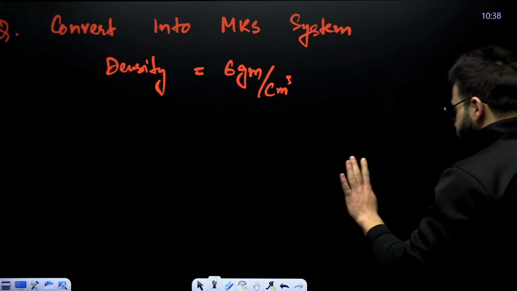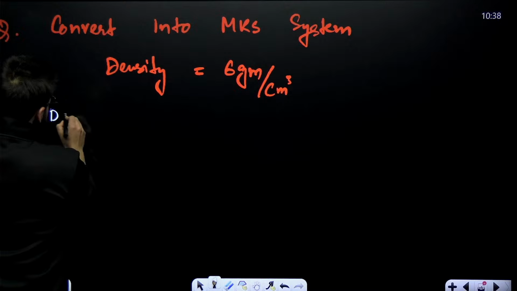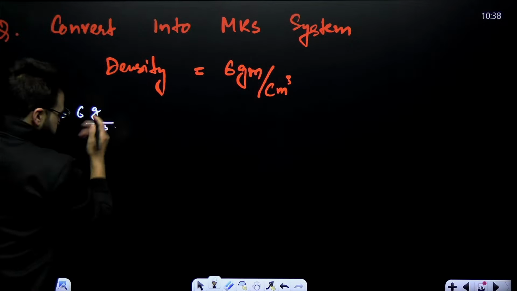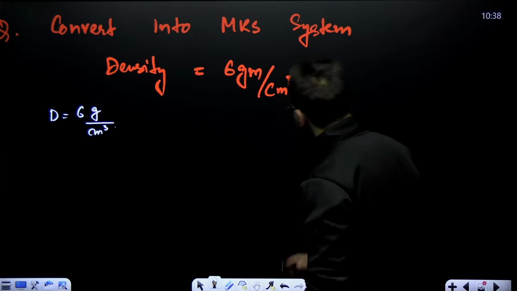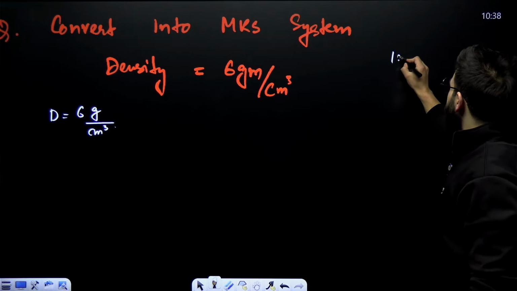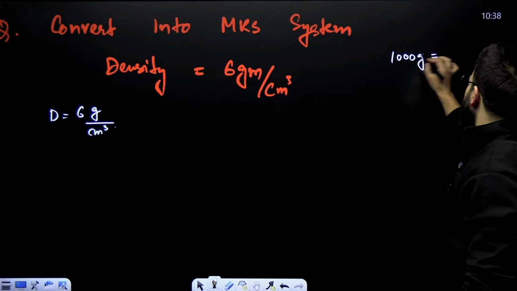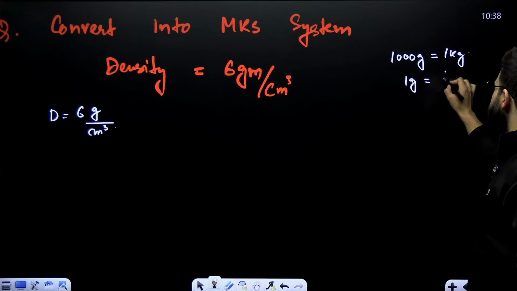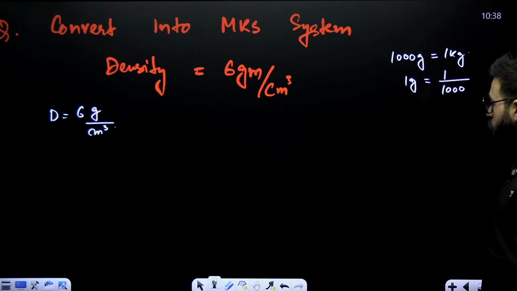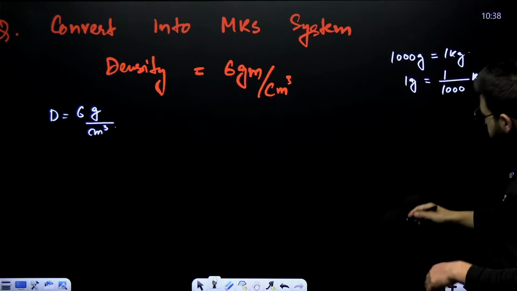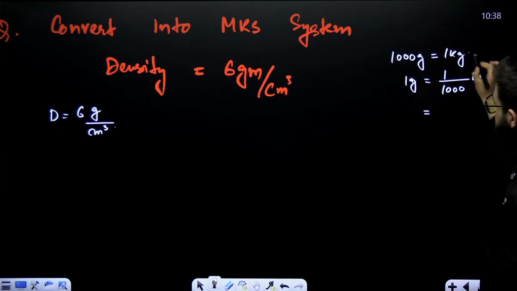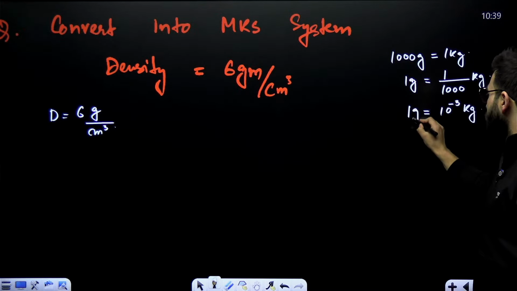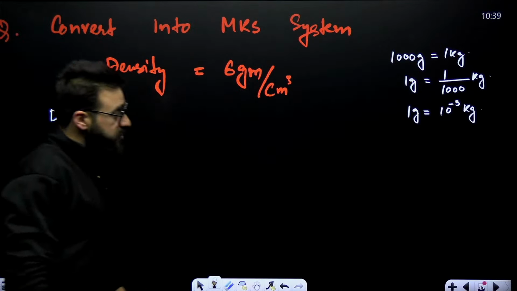Guys, let me just tell you, if the density is given in this particular case as 6 gram per centimeter cube, tell me one thing. How many grams is equal to 1 kg? 1000 grams is equal to 1 kg. Could you please tell me, 1 gram will be equal to what? You will say 1 upon 1000 kgs. Or you can say it something like this. Guys, this is 10 raised power 3. If you take it in the numerator, it will become 10 raised power minus 3 kgs. 1 gram is equal to 10 raised power minus 3 kgs.